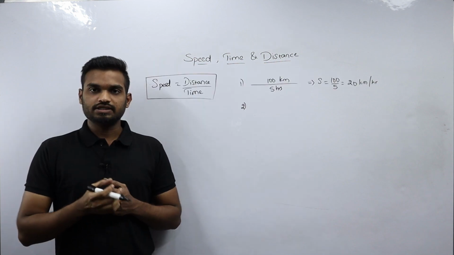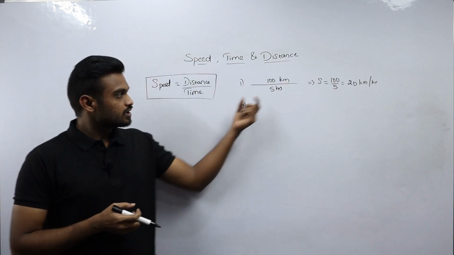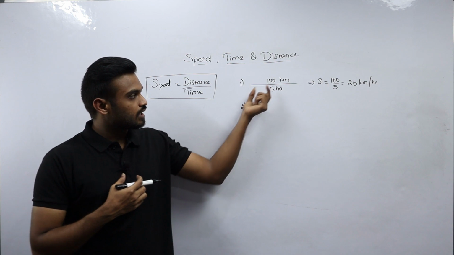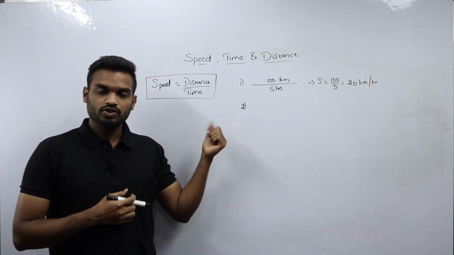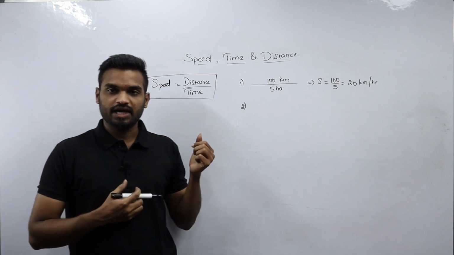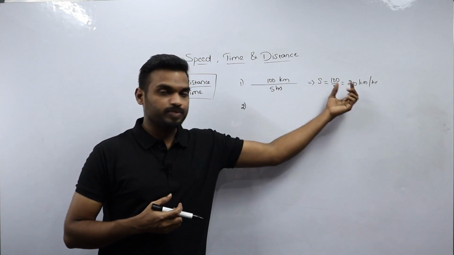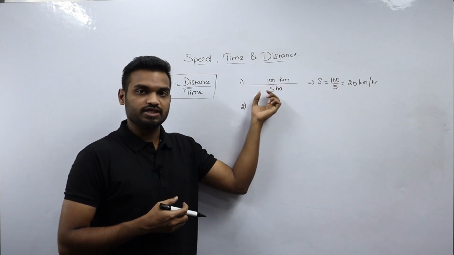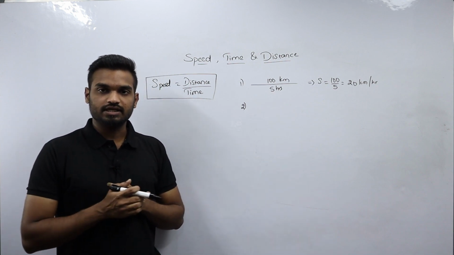Now consider another example. See, this is the first example: I travel 100 kilometers in 5 hours, so I got a speed of 20 kilometers per hour. So I am traveling at 20 kilometers per hour to cover this 100 kilometers in 5 hours. Now consider another example.